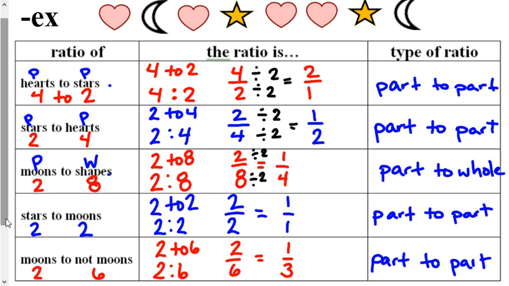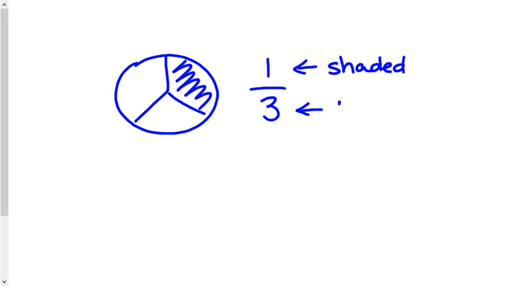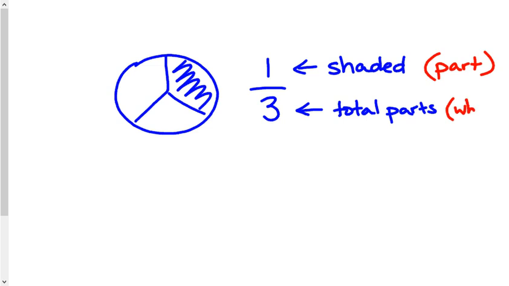Just to give you an idea of what I mean by that, if I asked you how much of this circle is shaded, I feel confident you would all say that 1/3 of that circle is shaded, and I agree with that. But let's think about that as a part-to-part or part-to-whole ratio. One part of it is shaded, and the 3 is how many parts, or that's total parts. So in other words, the shaded is a part of the group, and the total number of parts is the whole.